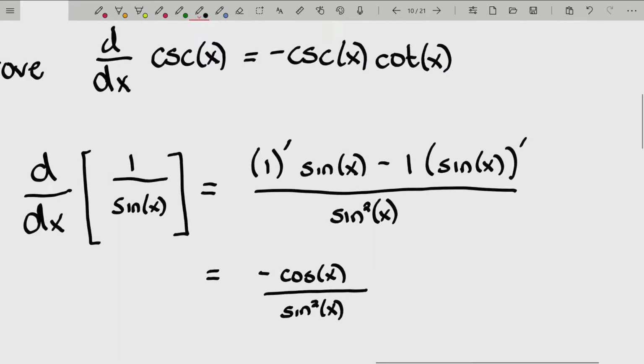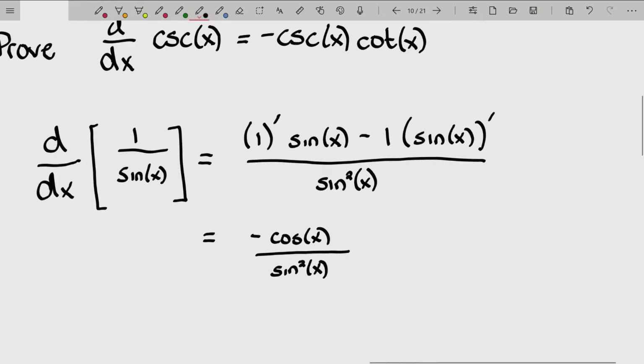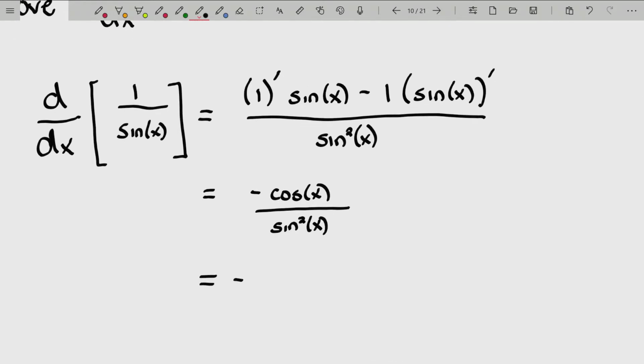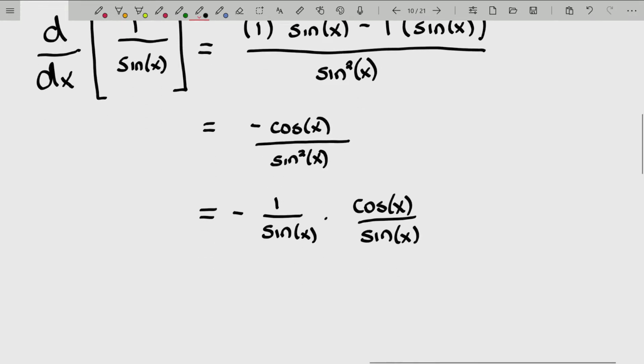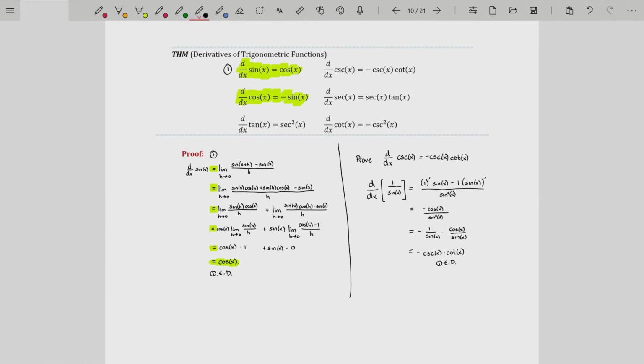And now I just look at what I need to prove. I need this to be a cosecant cotangent with a negative out front. Well, that is a negative out front times a 1 over sine of x times a cosine of x over sine of x. And that is totally a negative cosecant of x times cotangent of x. QED. So 2 proofs for the price of 1. So the rest of these are fair game.